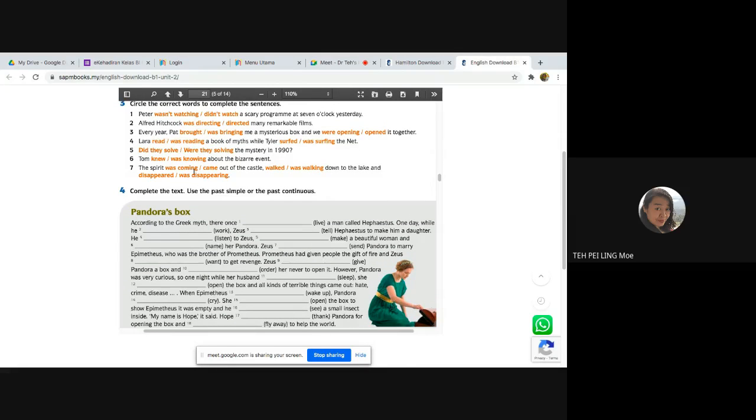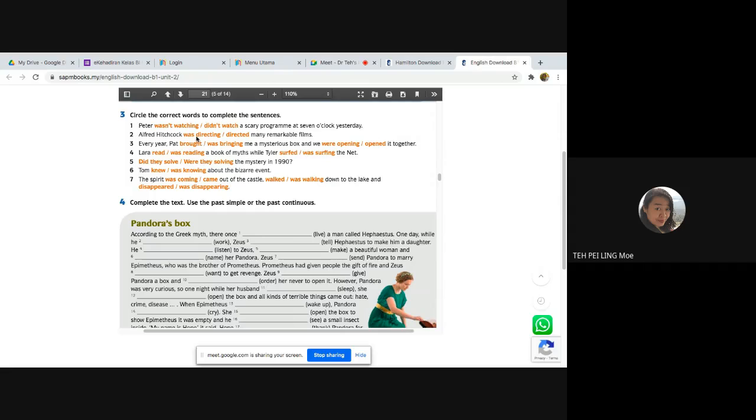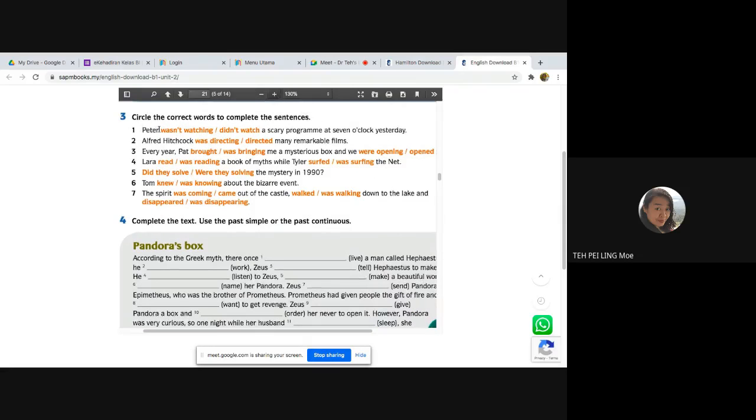Okay, let's look at part 3 now. Circle the correct words to complete the sentences. Okay, not difficult. I'll make it bigger for you. All right, Peter is one person, wasn't watching or didn't watch a scary program at 7 o'clock yesterday. So at that time, he was not doing that thing. So Peter wasn't watching a scary program.